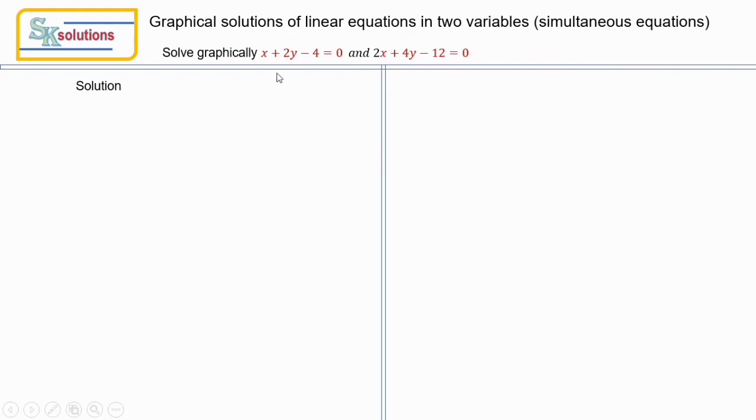Now let's take up the third example, that is x + 2y - 4 = 0 and 2x + 4y - 12 = 0.